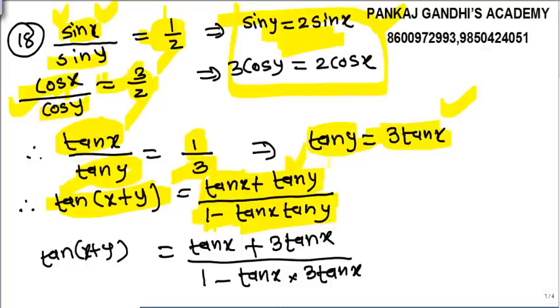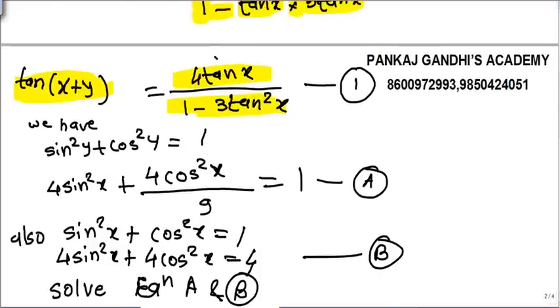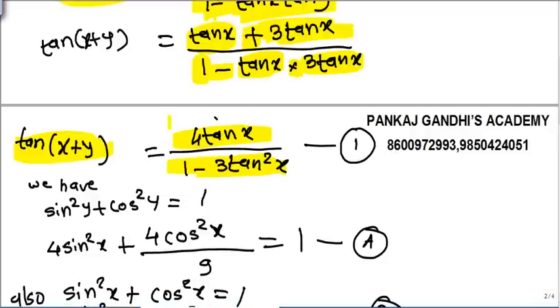So let's convert the whole equation in terms of x. So let's put the values. Tan x plus tan y, from here tan y is equal to 3 tan x. So 3 tan x divided by 1 minus tan x into 3 tan x. So let's solve it. So tan of (x + y) is equal to 4 tan x divided by 1 minus 3 tan square x. From here, see, tan x plus 3 tan x, it will become 4 tan x. 1 minus tan x into 3 tan x, it will become 1 minus 3 tan square x. Now, here we don't have the values of tan x or tan square x. So we will put the values.